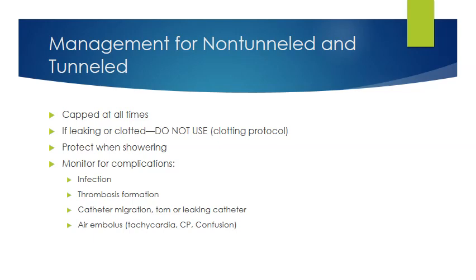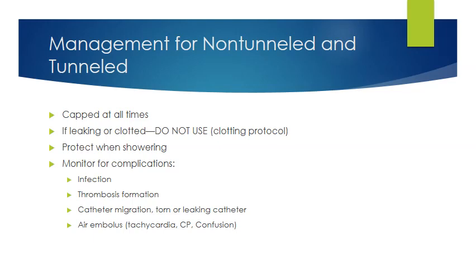Okay, so management of the tunneled and the non-tunneled. The catheter is capped at all times. Now, all IVs should be capped at all times, but it's important that these central lines are capped at all times. If your catheter leaks or it's clotted, do not use it. If it's leaking, you're going to have to get it out. That's just the way it is. You're going to have to remove it. If it's clotted off, then you usually have a declotting protocol, and you'll have to refer to that. They usually use Alteplase or Activase or something like that in order to declot the line. It takes some time to do that, but it's pretty amazing when you do it to see how well it works.